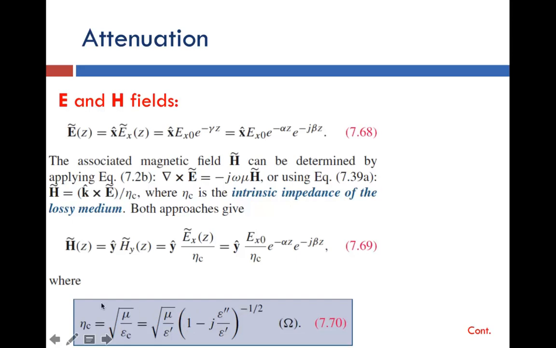So the main difference then is that both the wave is attenuated and the impedance eta is also complex. So this is nothing unusual. We've seen complex impedances before in circuits. So this is exactly the same thing. We just have a lossy media. It's not going to act as a perfect dielectric, but it will have some conductivity.